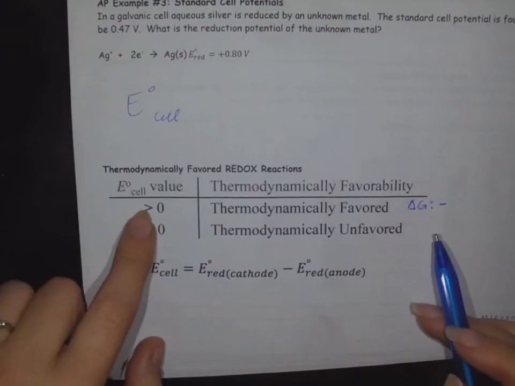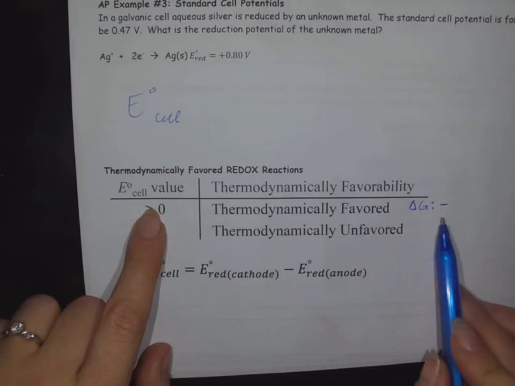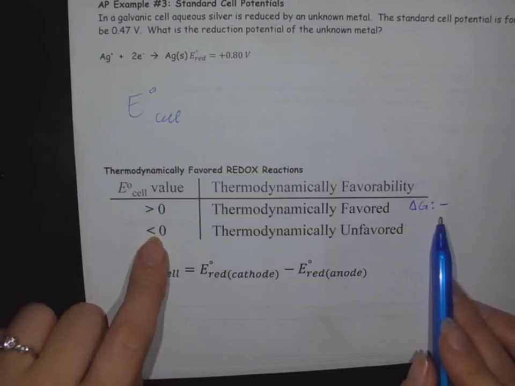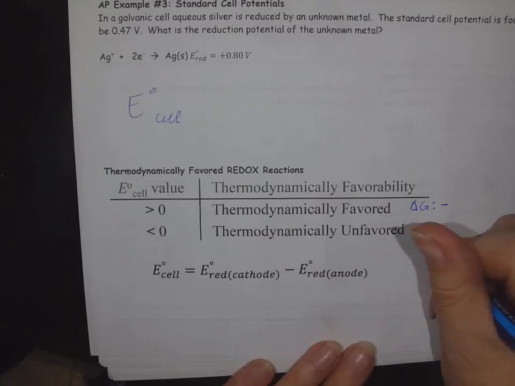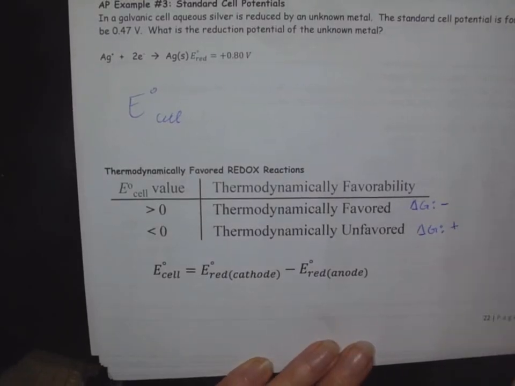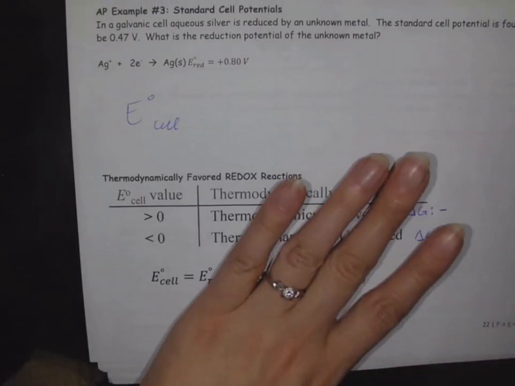So whenever your E cell is a positive value, then the reaction does in fact happen, and we'd say it's thermodynamically favorable. If the reaction has an E cell that is less than 0, a negative value, then this reaction doesn't happen. We have a delta G that is positive. Electrons do not flow. You don't have a negative voltage, you actually have a 0 voltage because this reaction is not happening.